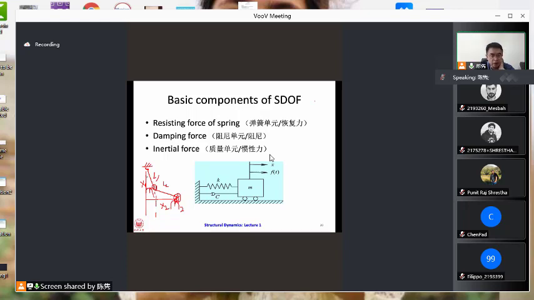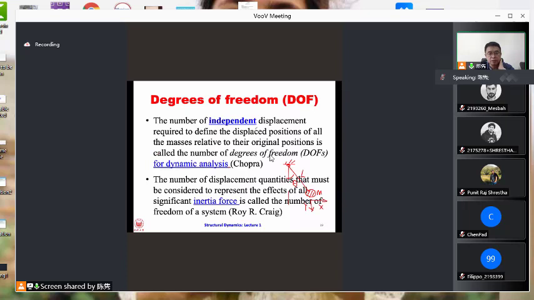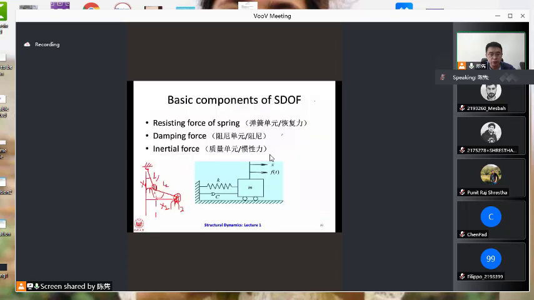So usually we use this theta as one and this theta as two. So these two are independent. No matter what the position of these two masses, at any time instance, you can use these two angles to describe their location. Independent is very, very important. So the number of independent displacements required to find the position of all the masses, because we need to consider inertial force, and we need independent coordinates.